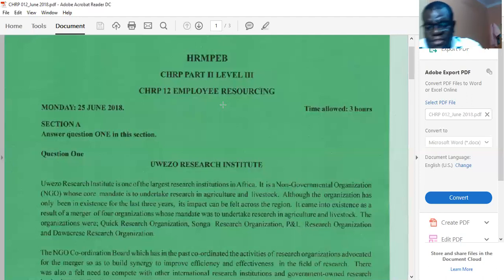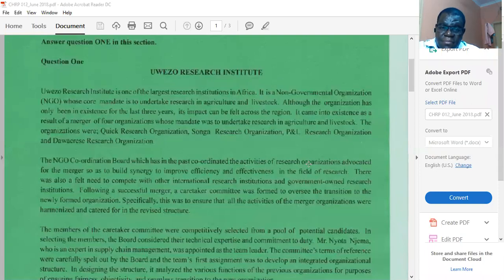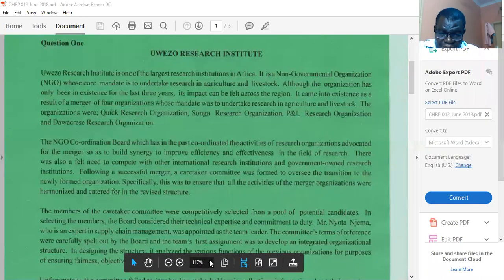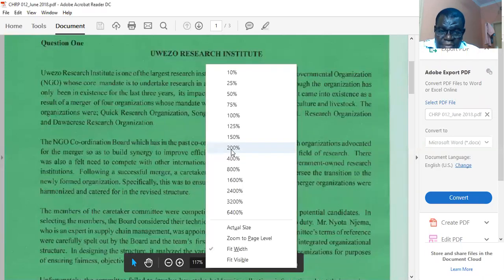So who takes us through the case? Read the case, then we attempt answering the question in this section. Yes, somebody to start? We started late, so the earlier you guys participate, the faster we'll be able to progress and finish. Anne, read. Enlarge it, because I can't see. Yes, it's better now.